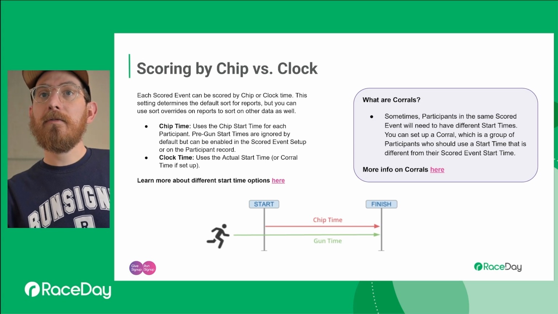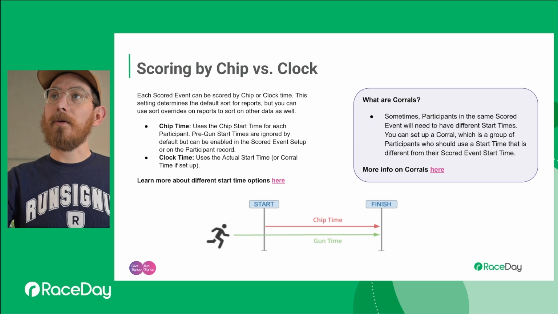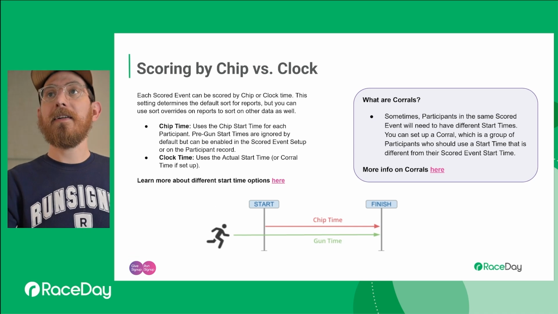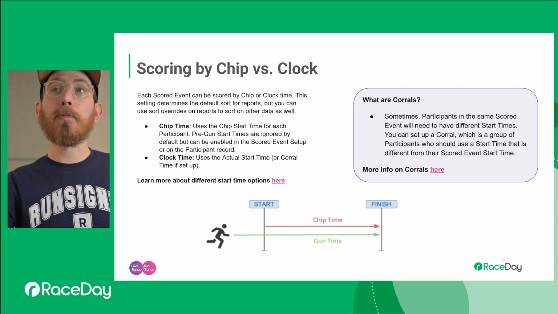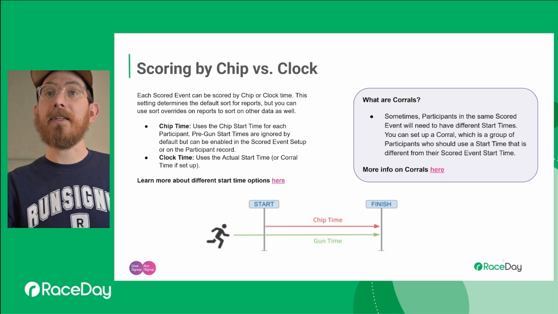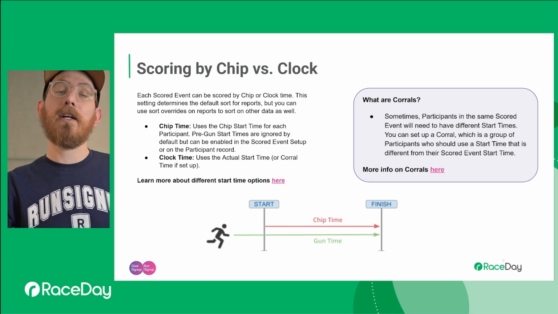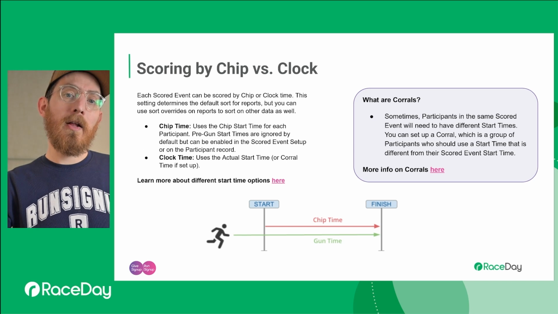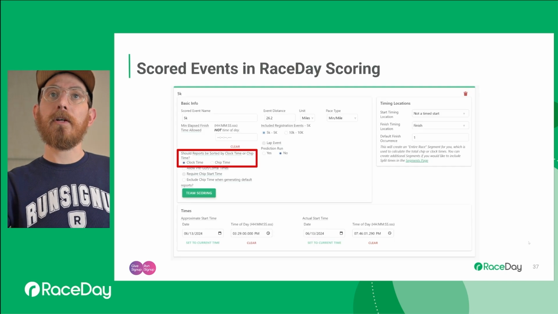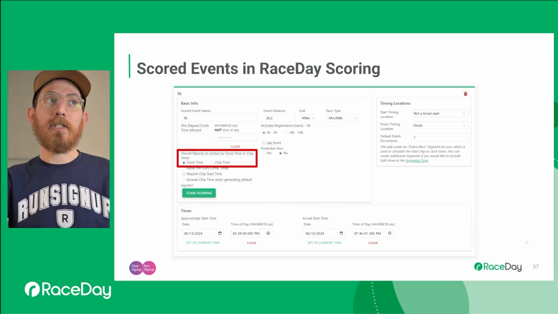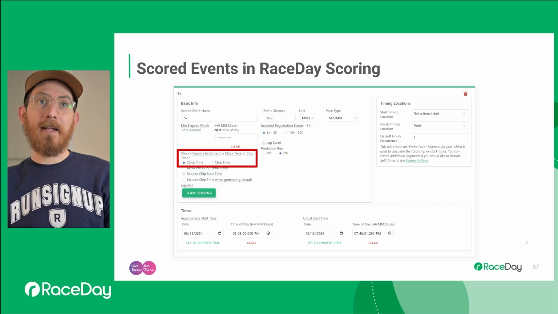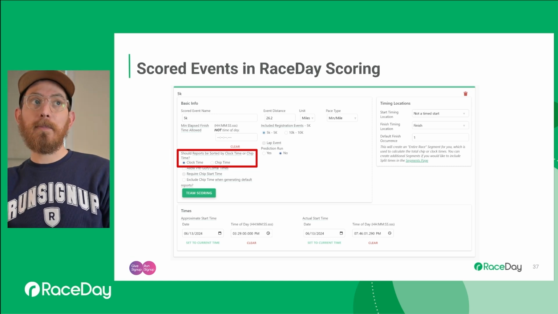And then just a brief thing on corral. So sometimes participants in the same scored event need to have different start times. So you can set up a corral. Basically, it's a group of participants who should use a start time that is different from their scored event start time. So this is your early start corral, your waves, or your heats, things like that. You can learn more about corrals over here. And this is where you would set up how you want your default reports to work. You can, again, sort them on clock or chip using these.